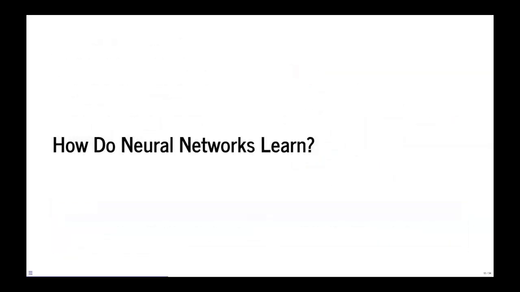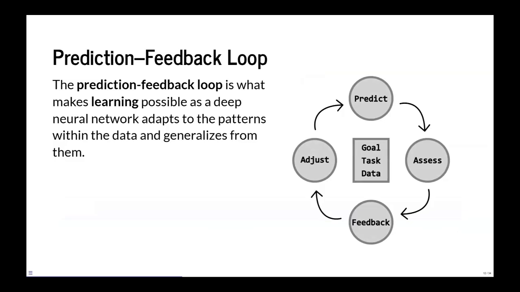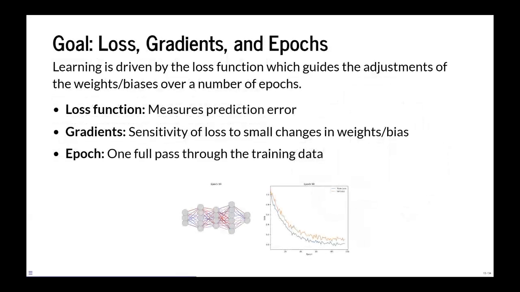So how do neural networks learn? It's through this prediction feedback loop where we have this iterative approach where we predict some sort of variable. We then assess that. The assessment provides feedback to the model and it adjusts those weights and biases. And that's all driven by the goal, the task, and the data. So the goal is often what we define as the loss function. We're trying to minimize the error that we see within our models. And this loss function, again, is dependent on the task at hand. And so as you can see in the figure in the bottom, we are trying to minimize that loss.